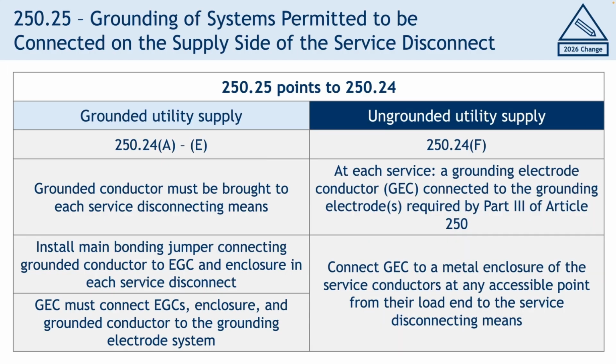250.24(F) says that our GEC, grounding electrode conductor, has to be connected to the grounding electrode system required by Part 3 of Article 250. So it doesn't matter that you don't have a grounded conductor, you still need a grounding electrode system and a GEC. That GEC is going to be connected to the metal enclosure of the service conductors at any accessible point from their load end to the service disconnecting means. So that's really very similar to how you can connect the GEC for a grounded utility supply.